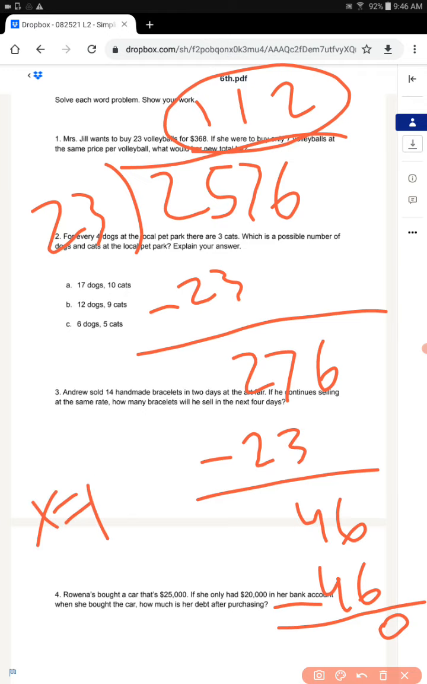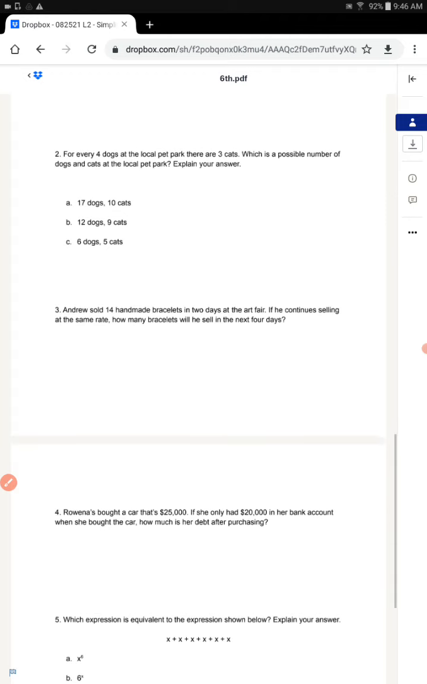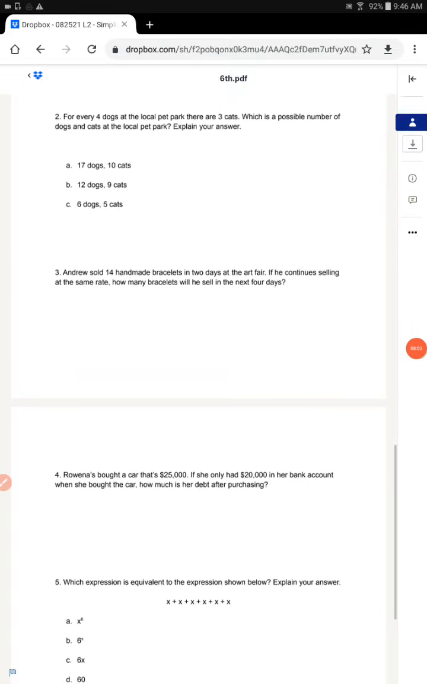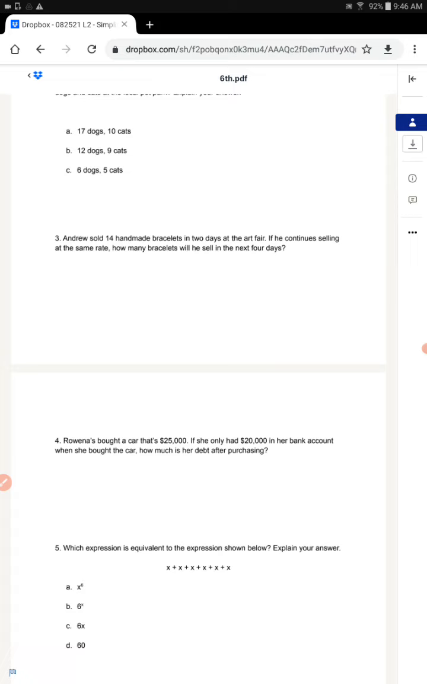X equals 112. But we're actually not done there. Remember, don't forget the unit. So our actual answer will be $112. So that wasn't really that difficult to do, but it takes a long time. And I'm sure the other ones will be kind of like that as well. They might take a while, but if you break them down step by step, they'll be pretty easy for you.